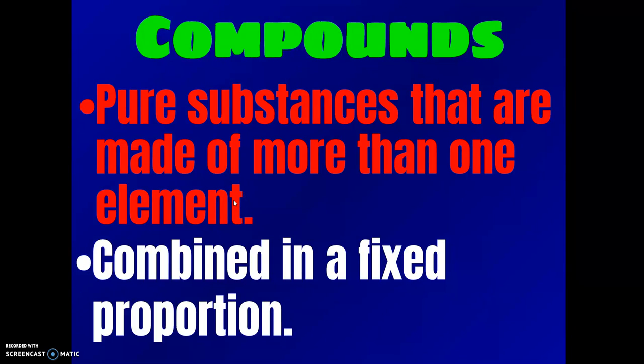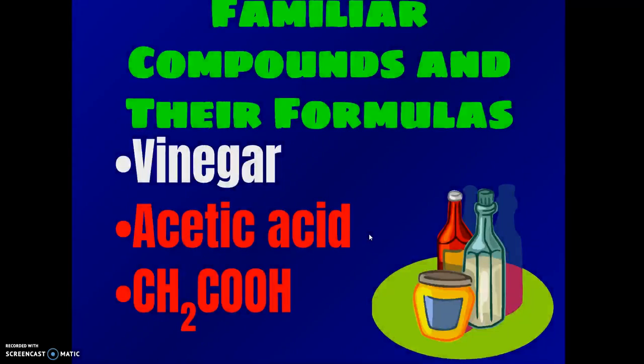So if you have O2, which is oxygen in its gaseous form in the atmosphere, that's still an element because we only have one type of element there. But if we have two or more, then it's a compound. So it's combined in fixed proportions. So what does that mean? Well, it means that the atoms are always the same, no matter where you find them.